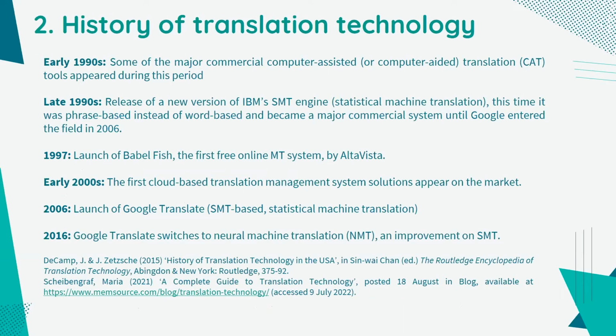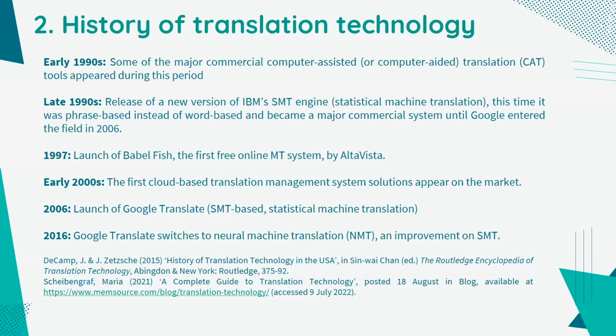Later on, as early as the 1990s, some of the major commercial computer-assisted or computer-aided translation tools appeared. Then IBM released a new version of its statistical machine translation in the late 1990s. It was phrase-based instead of word-based, and it quickly became a major commercial system until in 2006, Google entered this area. In 1997, Babelfish was launched. It was the first free online machine translation system.